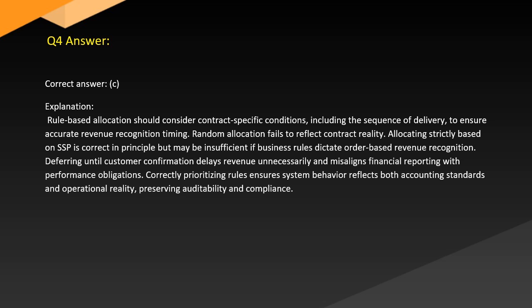Answer. Correct answer, C. Explanation. Rule-based allocation should consider contract-specific conditions, including the sequence of delivery, to ensure accurate revenue recognition timing. Random allocation fails to reflect contract reality. Allocating strictly based on SSP is correct in principle but may be insufficient if business rules dictate order-based revenue recognition. Deferring until customer confirmation delays revenue unnecessarily and misaligns financial reporting with performance obligations. Correctly prioritizing rules ensures system behavior reflects both accounting standards and operational reality, preserving auditability and compliance.